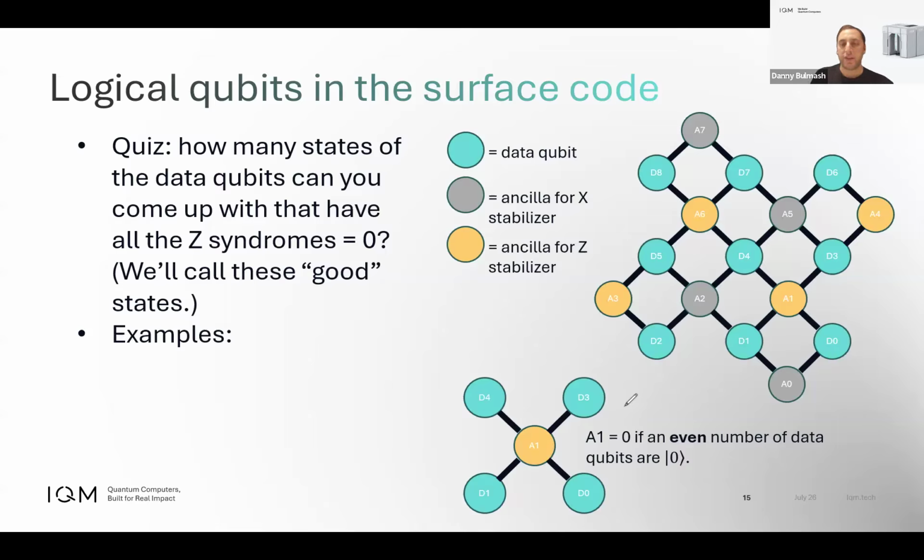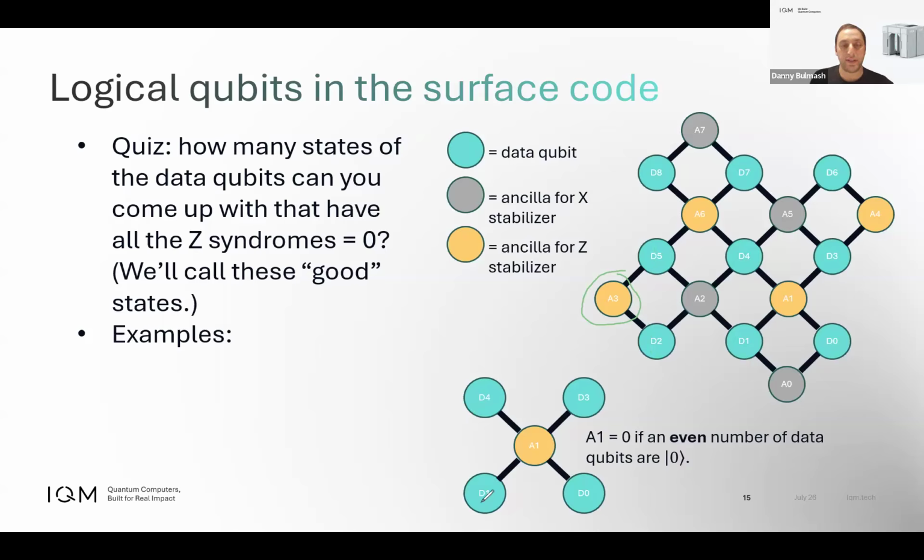Okay, so I'm not seeing answers, so let's take a look. Let's just focus in over here on ancilla 3 and see what an example state is that has this specific Z syndrome equal to 0. This Z syndrome is 0 if an even number of the attached data qubits are 0. So how could that happen? Well, maybe both of these are 0. That's one state, and that would have ancilla 3 being 0. Or maybe both of these are 1, and that would also have ancilla 3 be 0, because there's an even number of attached qubits that are 0.